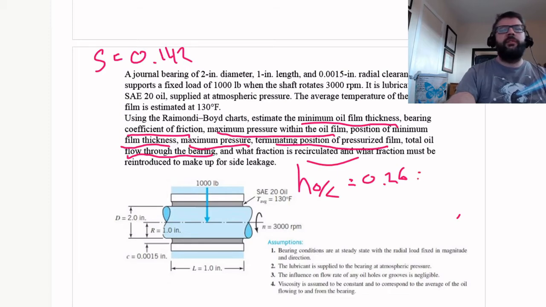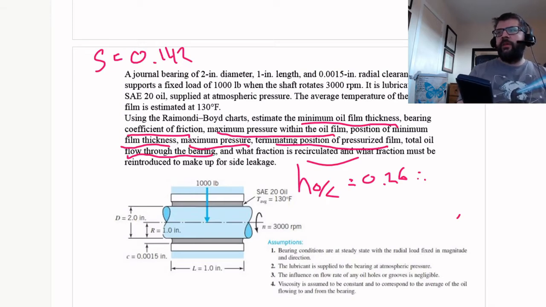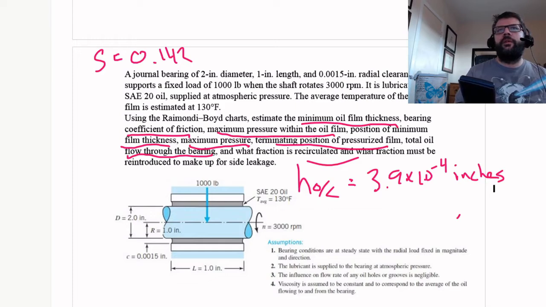Therefore, solving for H0, it is 0.26 times our radial clearance of 0.0015 inches. That gives us an H0 that is equal to 3.9 times 10 to the negative 4 inches. Oh yeah, sorry, I forgot to erase the over C. So that's our H0.